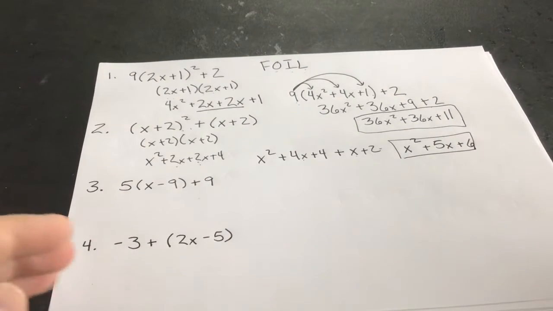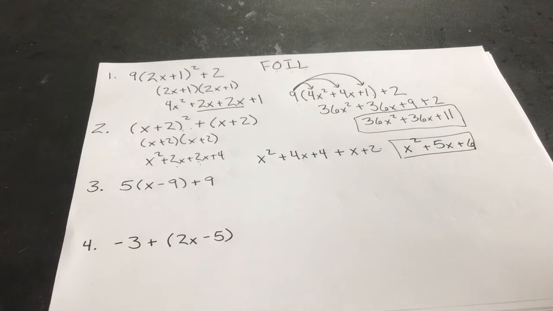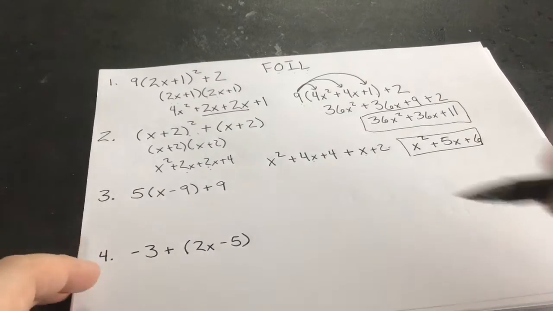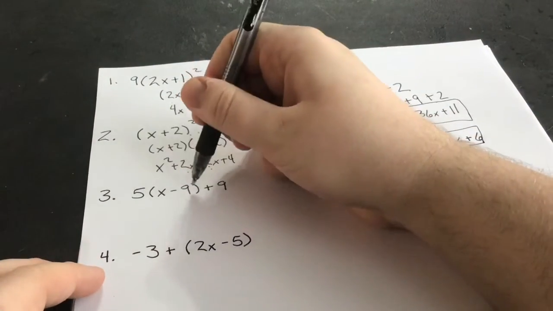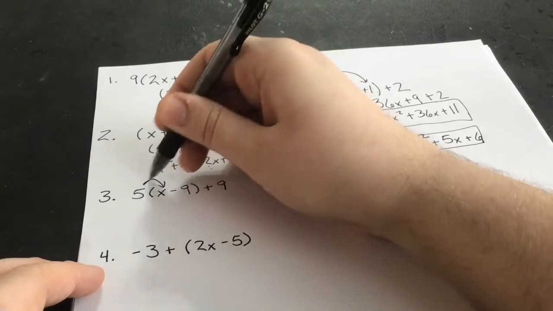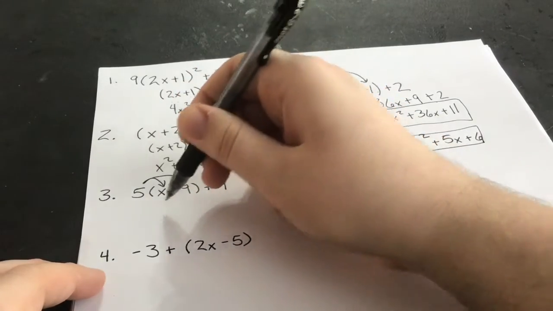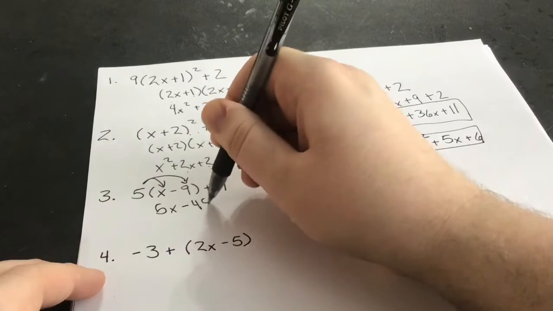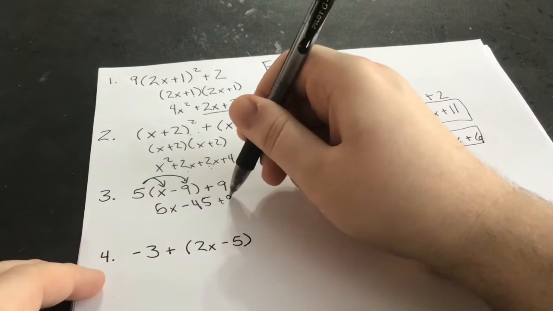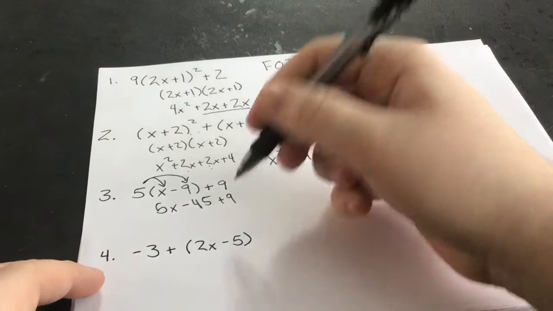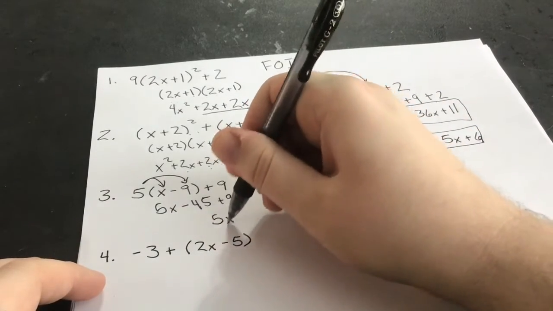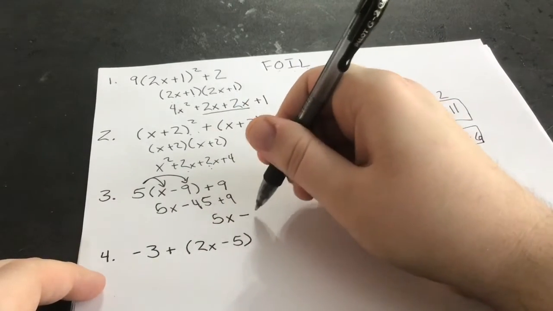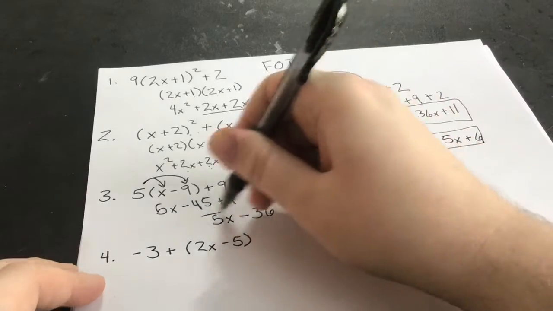These last two, 3 and 4, are actually a little bit simpler, a little more straightforward, because we don't have to worry about any squared variables. So these are going to be just a couple of steps. This 5 multiplying this binomial is able to distribute in. 5 times x is 5x. 5 times negative 9 is negative 45. And then we have a plus 9 at the end. We have two terms that can combine, and we get 5x minus 36.